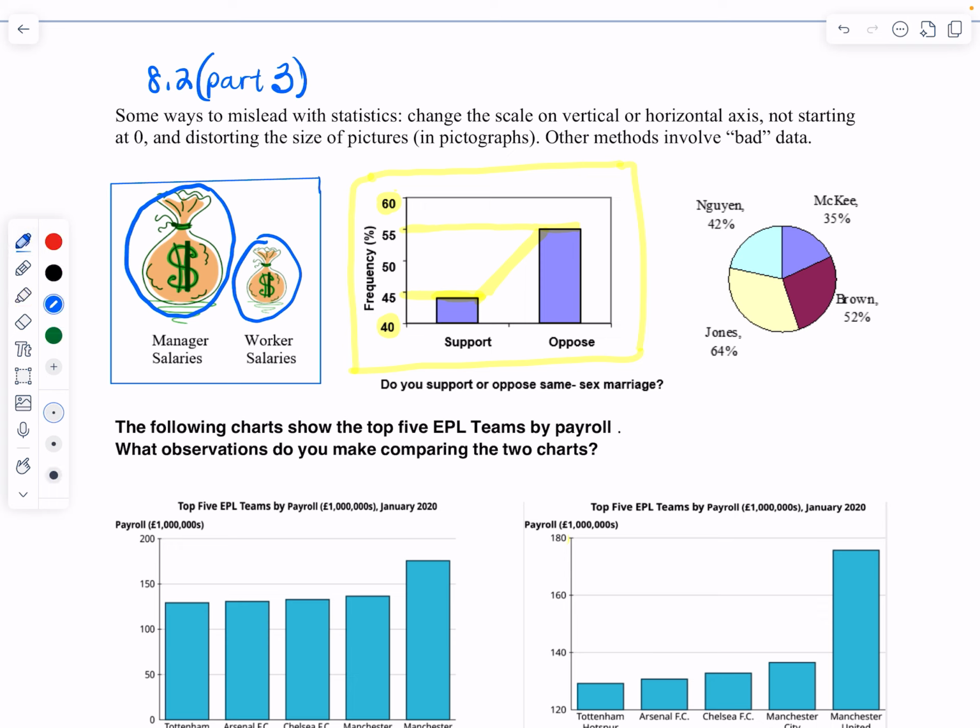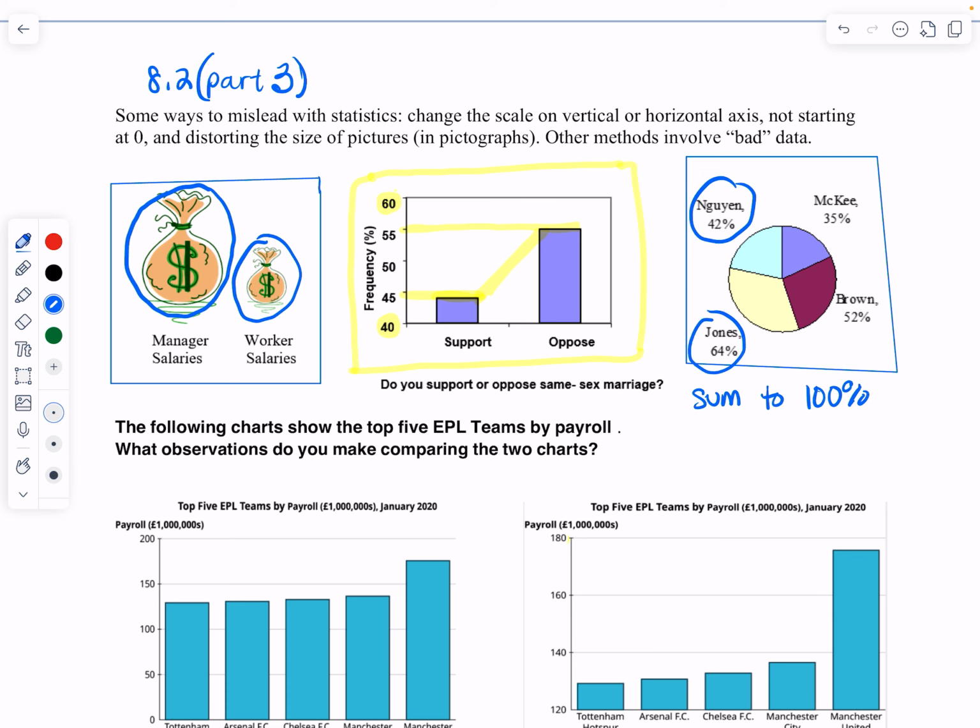And finally, this last example over here is a pie chart. And if we look at the pie chart, one thing we have to know about pie charts is they have to sum to 100%. In this particular one, if we look at these two individuals, and if we add the percentages up, I get 42 plus 64. That is 106. That exceeds 100%. And not to mention, we haven't even added in McKee or Brown. So this is exactly an example of bad data.